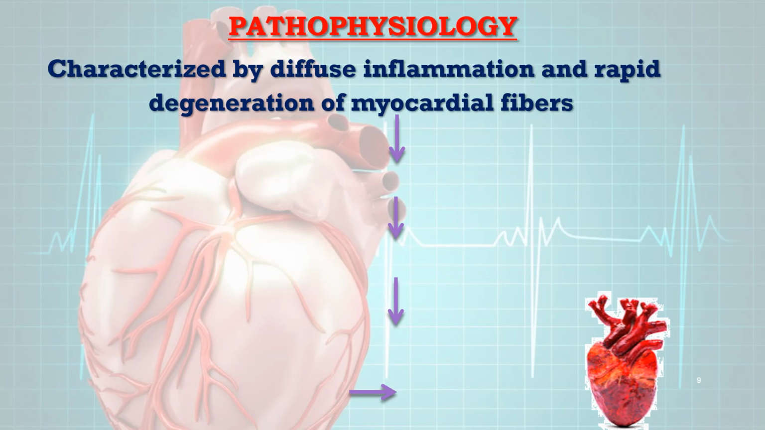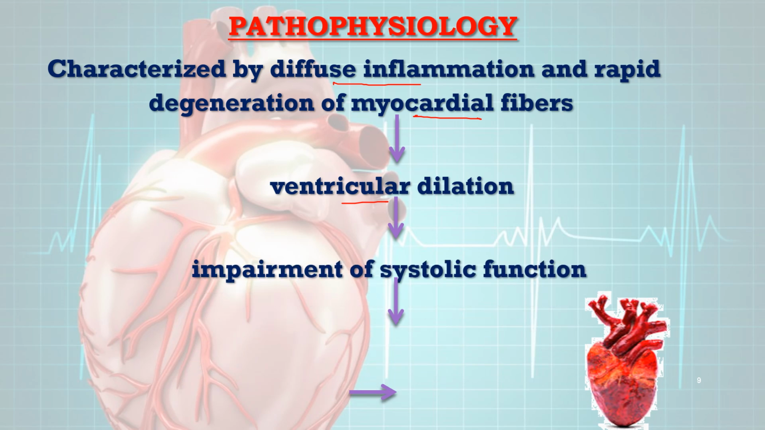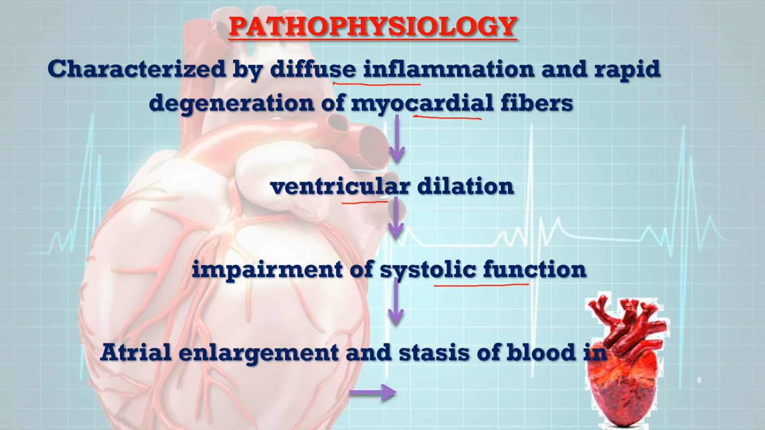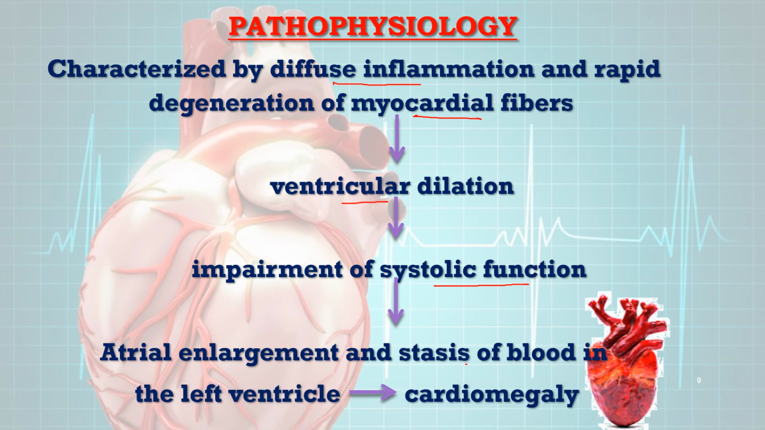Then the pathophysiology: it is characterized by diffuse inflammation and rapid degeneration of the myocardial fibers. Because of that, there is ventricular dilation, that is, the ventricle dilates. Because of the ventricular dilation, there is an impairment of systolic function. Systolic function, as you know, is ventricular systole, so that will be affected and there is a systolic dysfunction. Then that leads to atrial enlargement and stasis of blood in the left ventricle, which leads to cardiomegaly.